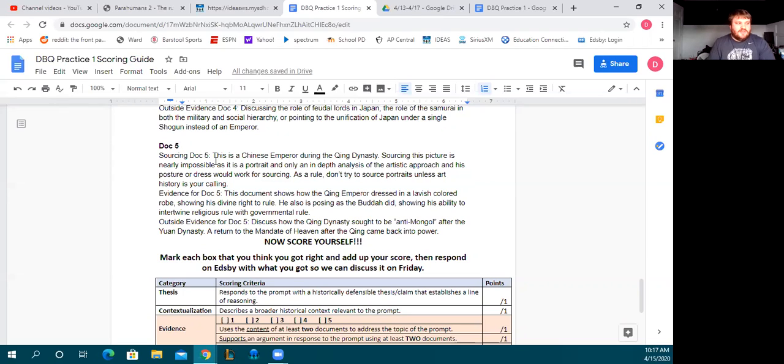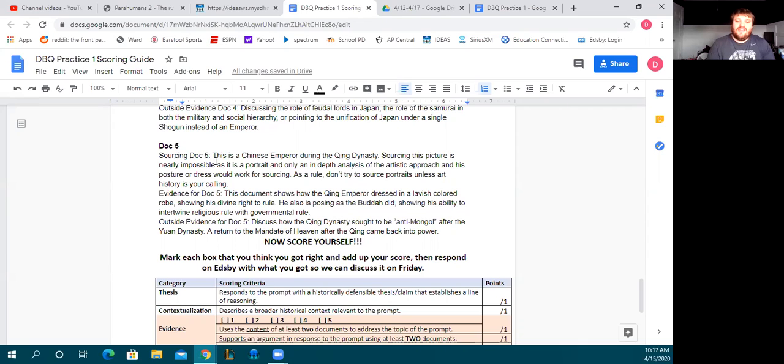In terms of evidence, this document shows how the Qing emperor dressed in a lavish colored robe, showing his divine right to rule. He's also posing as the Buddha did, showing his ability to intertwine religious rule with governmental rule. That's a major tie-in with the way that he's sitting, right? For outside evidence from this document, you could discuss how the Qing dynasty sought to be anti-Mongol after the Yuan dynasty.